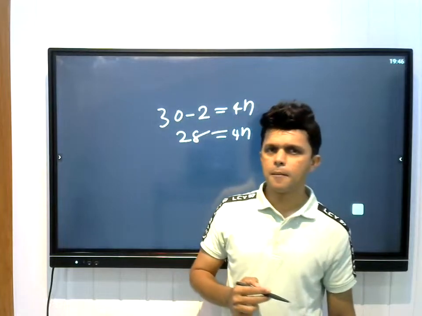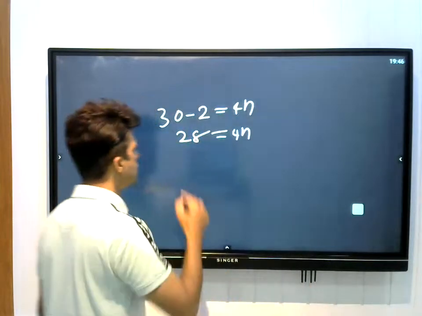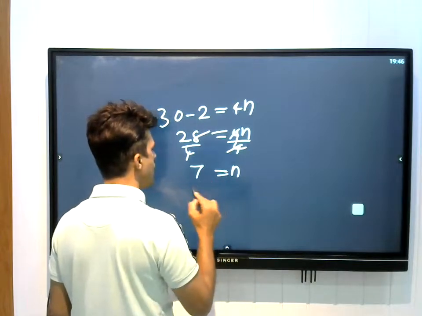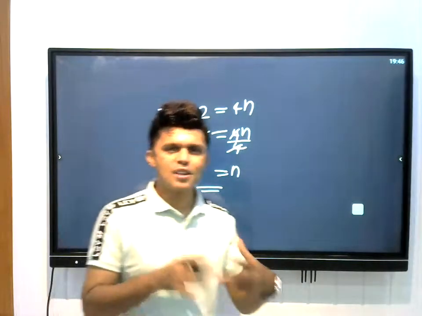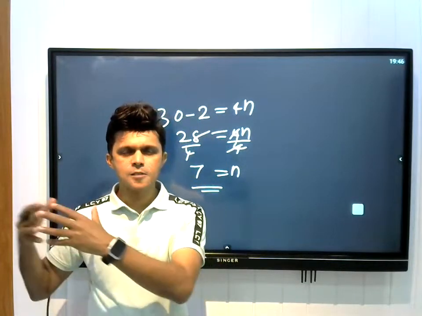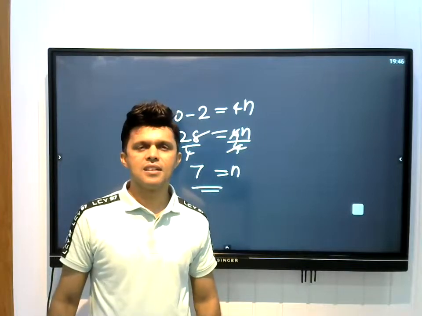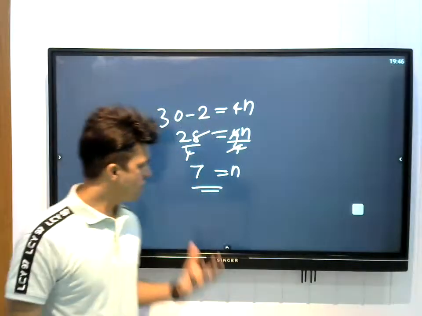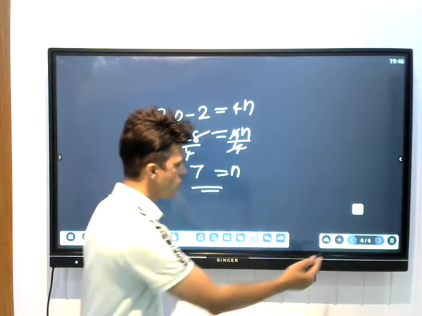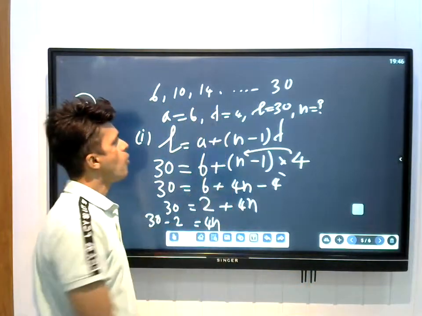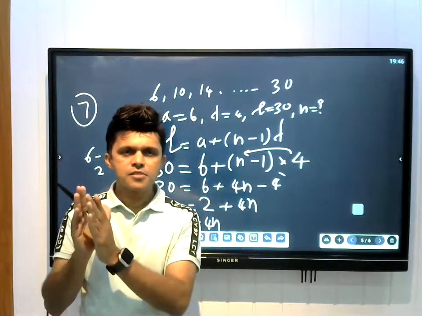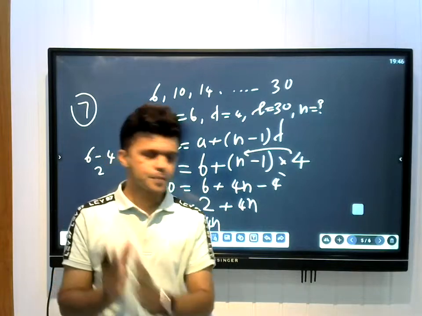You could get the value of n here by dividing both sides by 4. n equals 7. So we knew the value of n is 7. This is the way of getting the number of terms found in this progression mathematically. And also, the question was 6, 10, 14, up to 30, and the number of terms found in this progression is 7.